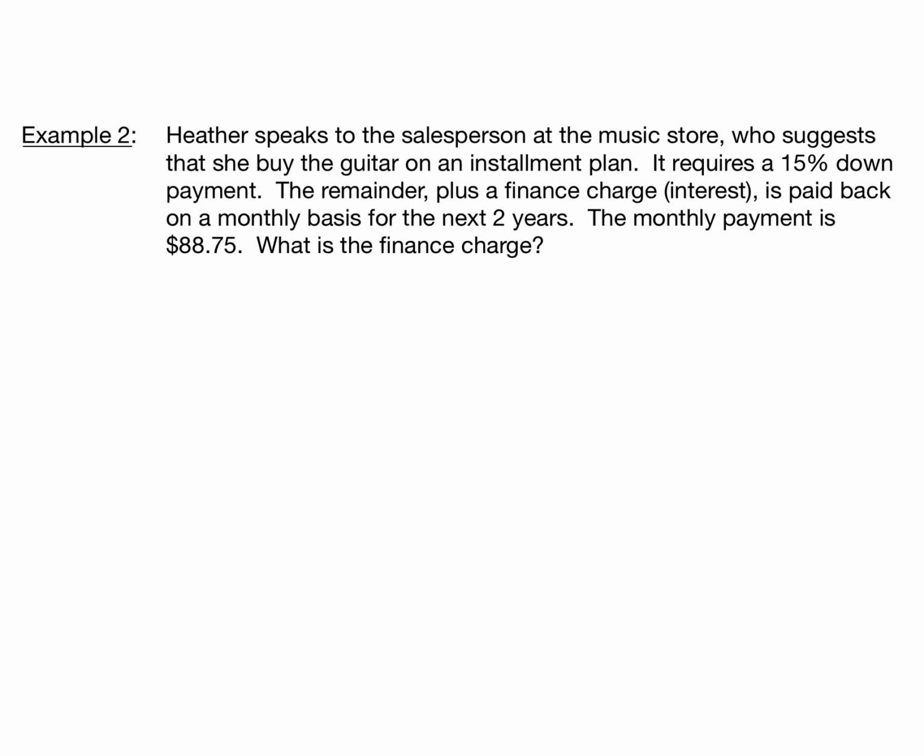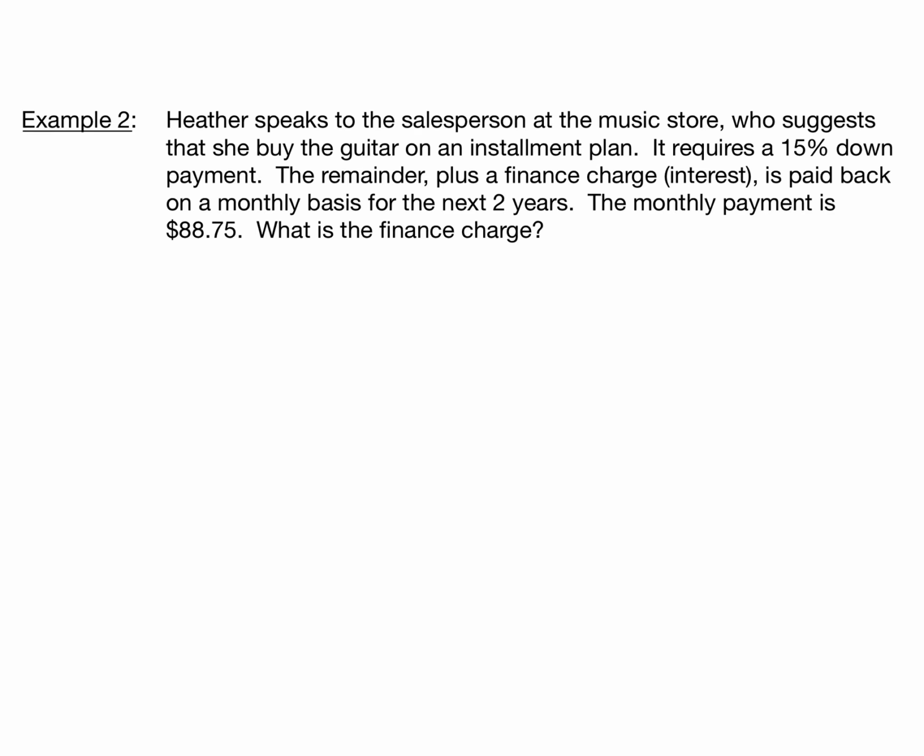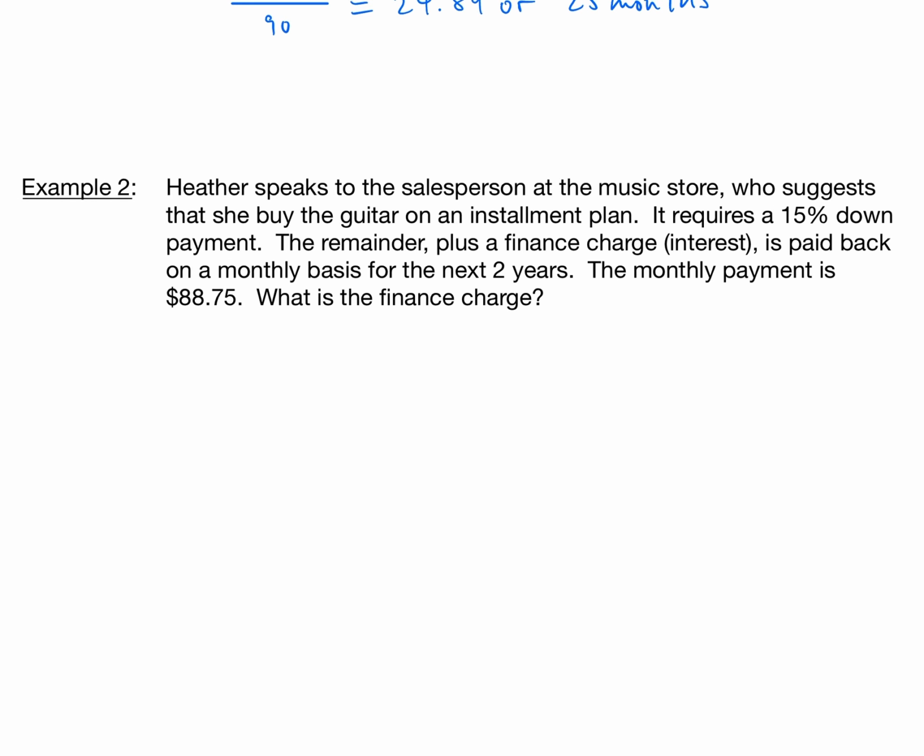Okay, so the first thing to do is we need to figure out what the down payment amount is, and we are told that it is 15% of the total price. Okay, so $2,240 times 0.15 works out to $336. Okay, so that is the down payment. So if we subtract 336 from 2,240, that works out to $1,904. Okay.